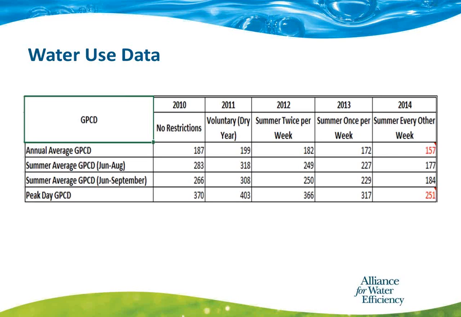In 2010, if you look at the peak day demands with no restrictions in place of 370, scroll through the years down to 2014 when we were actually watering once every other week, you can see we had a very large reduction in the amount of water that we were delivering to our cities. But then again, that also can be coupled with ensuring you have that chlorine residual and that water is not aging within your distribution system. Next slide.